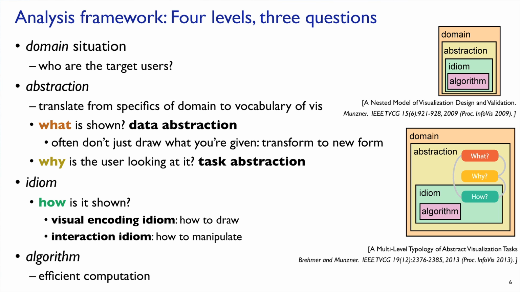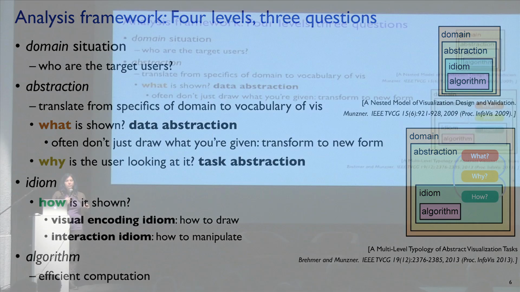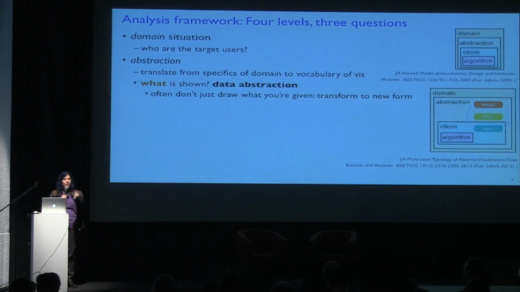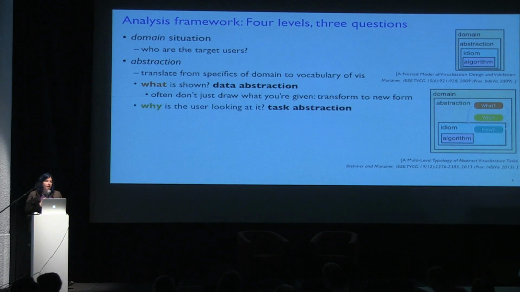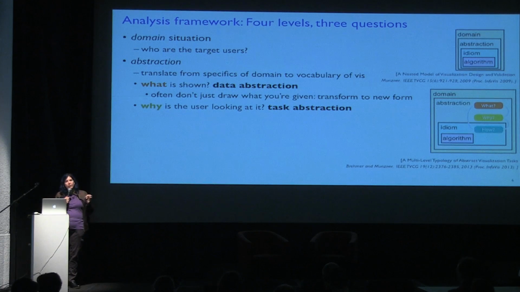Now, here's what makes it tricky. Only in the easy case do people hand you a data set and you draw the picture. The very common case is that you somehow transform that data into a new form such that that form, when you draw the picture, actually helps them. So it's not just about mapping the data into abstract terms. It's quite possibly about transforming that data. And then the question is, why are they looking at that?